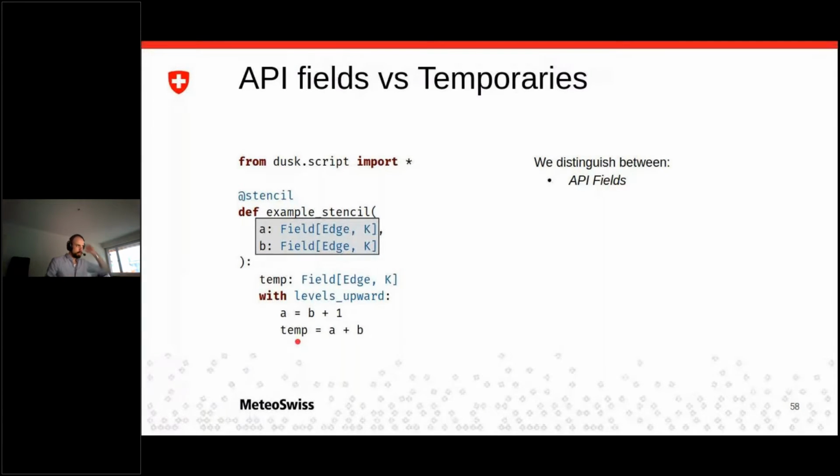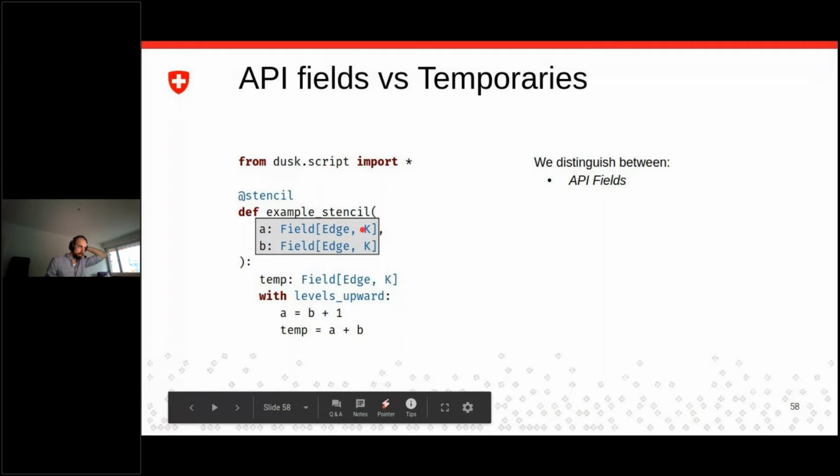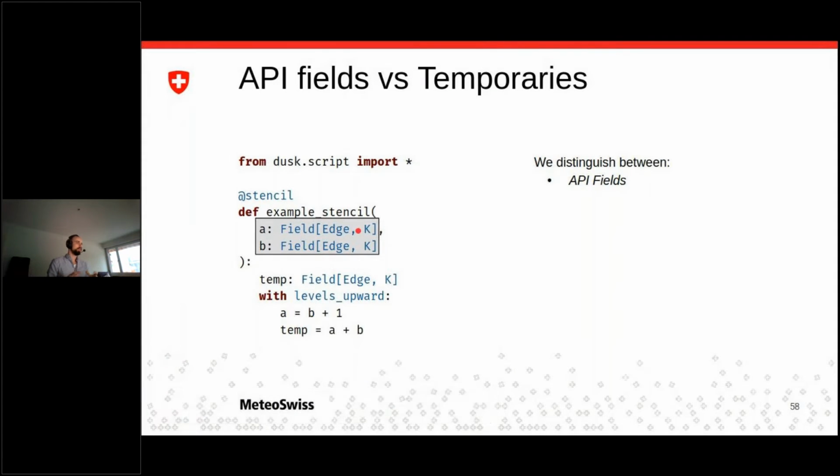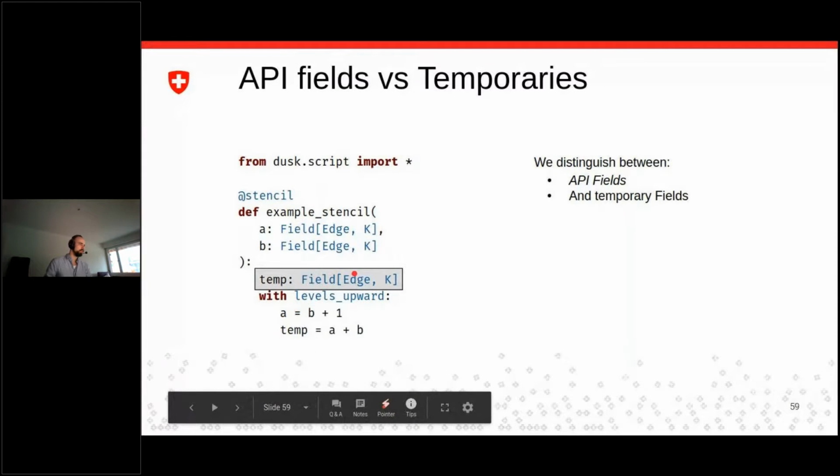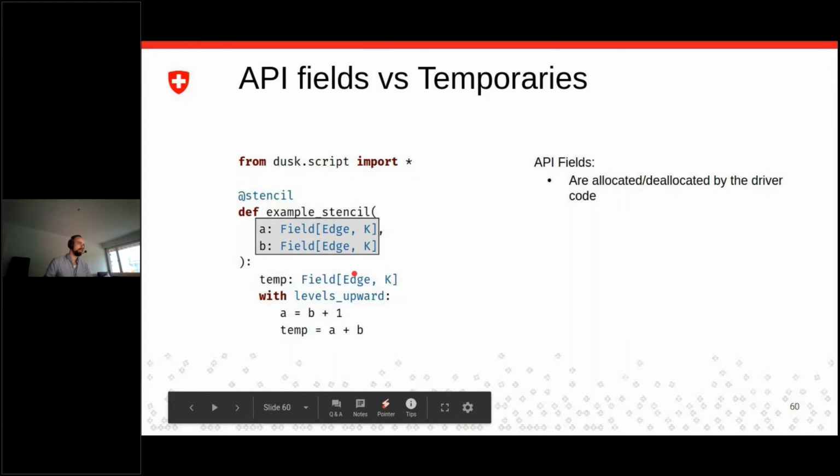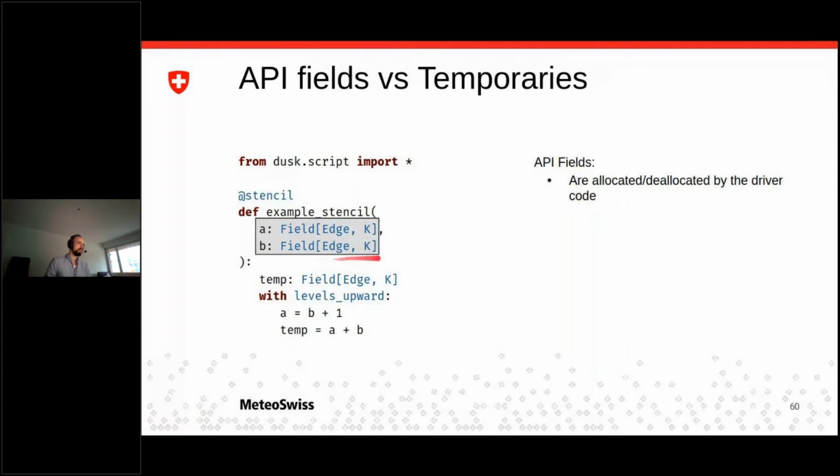So we distinguish between what we call API fields. These parameters of the stencil, we consider part of the API of this particular stencil. They're part of the signature of the stencil, and we distinguish between these and temporary fields. The API fields are allocated and deallocated by the driver code.